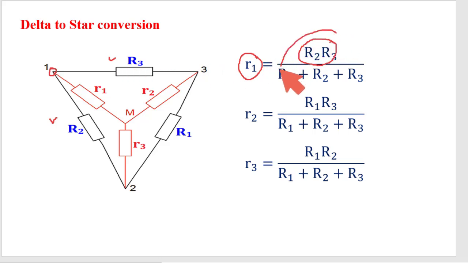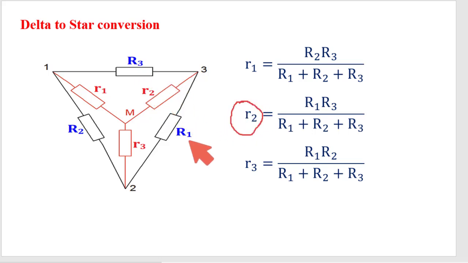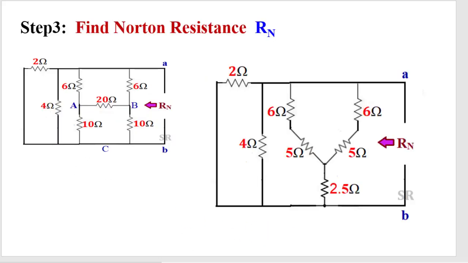So this is small r1. Similarly, what will be the value of small r2? It is related with R3 and R1. So small r2 is R3 R1 divided by R1 plus R2 plus R3. Similarly, what will be small r3? Small r3 will be equal to R1 R2 divided by R1 plus R2 plus R3. So this is the formula I will use to convert from delta combination to star combination. So here from this delta combination, the star combination configuration will look like this.